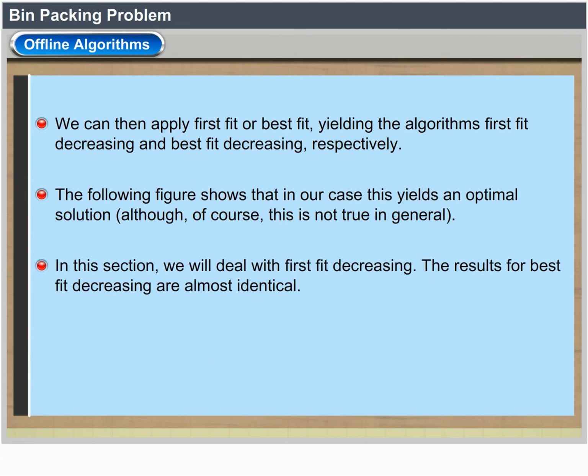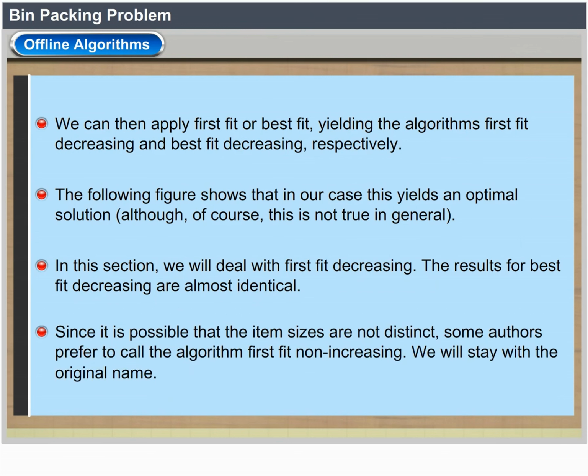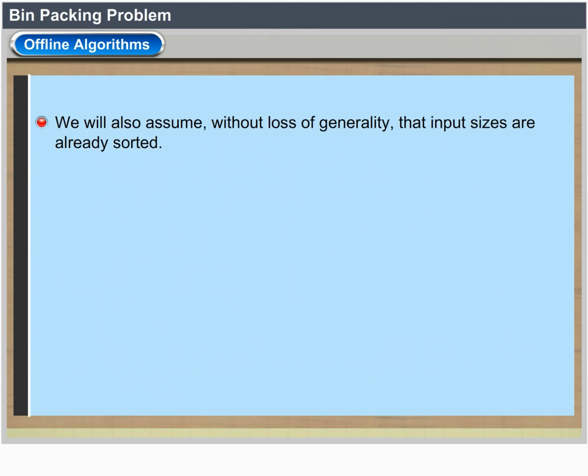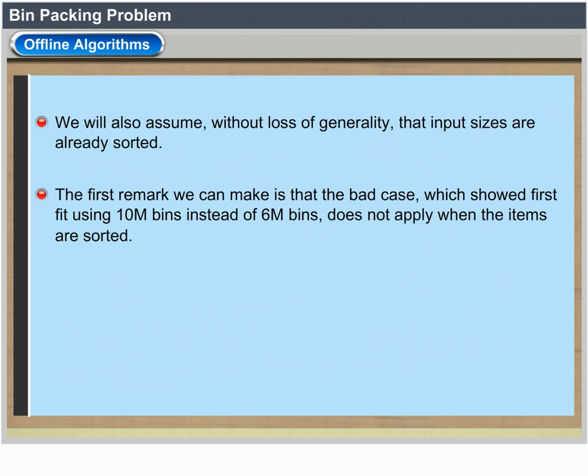Since it is possible that the item sizes are not distinct, some authors prefer to call the algorithm first fit non-increasing. We will stay with the original name. We will also assume, without loss of generality, that input sizes are already sorted. The first remark we can make is that the bad case, which showed first fit using 10m bins instead of 6m bins, does not apply when the items are sorted.